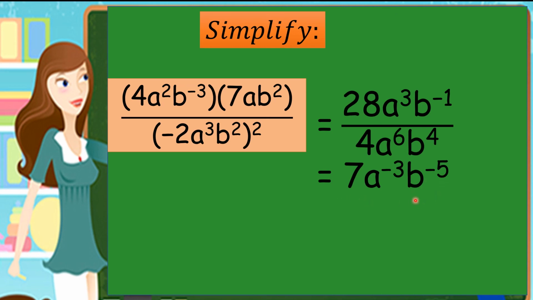So, final answer na po ba ito? Hindi pa. Bakit? Kasi ang ating a ay may negative exponent pa at ang b ay ganun din, may negative exponent. So, para siya ay maging simplified form, ang gagawin natin ay ibababa natin siya sa denominator para mawala yung kanyang negative exponent. Or kukunin natin ang kanyang reciprocal na 1 over a cubed b to the 5th power. So, ang final answer natin is 7 over a cubed b to the 5th power.